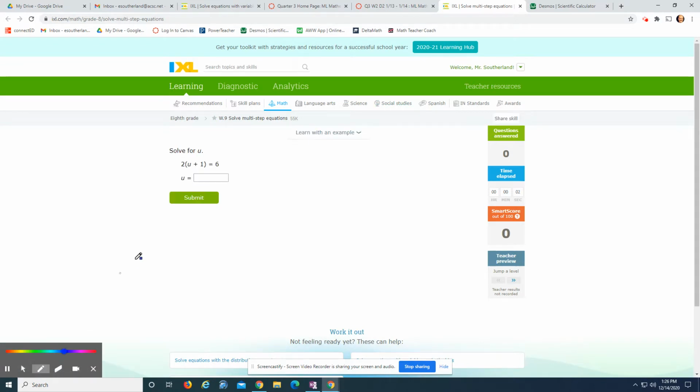These are all relatively the same type of problem, so we're going to go through them kind of quickly. We've got a standard distributive property question. All you're going to do is start by going 2 times u, which becomes 2u. 2 times 1, which becomes 2. But because it's positive, we put a plus sign there.